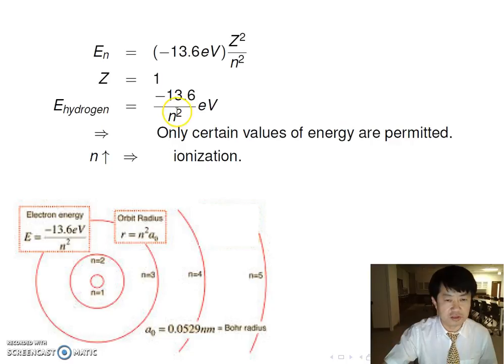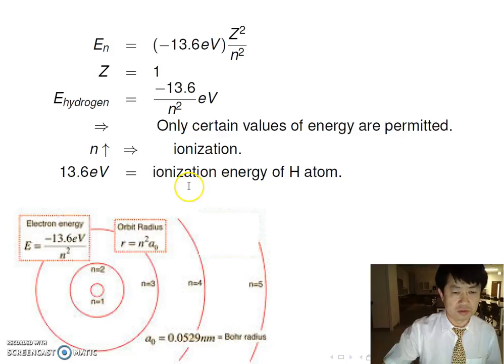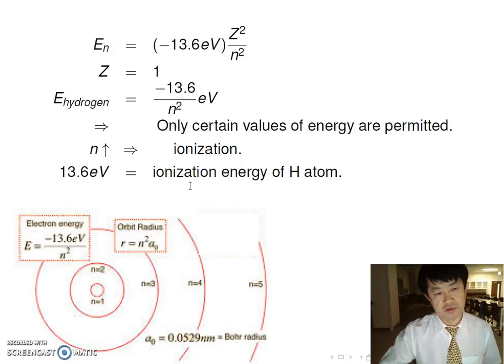If n is large, which means the electron's orbital pathway is far away from the nucleus, then eventually that electron can escape from the atomic structure, which means it can be ionized. From experiments, people came to know that the ionization energy of a hydrogen atom is 13.6 electron volt.